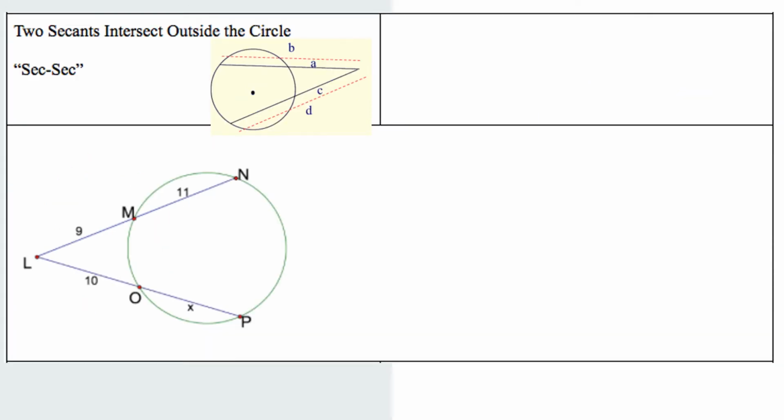In our third example, we have two secants intersecting outside. Notice the difference between a secant and a tangent. A secant cuts through, and a tangent just touches. So again, we have this equation, A times B equals C times D, but our A and B are a little bit different. A and C are both the measurements on the outside, and B and D are the length of the entire secant.